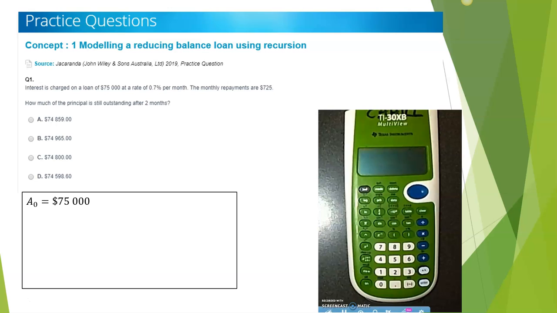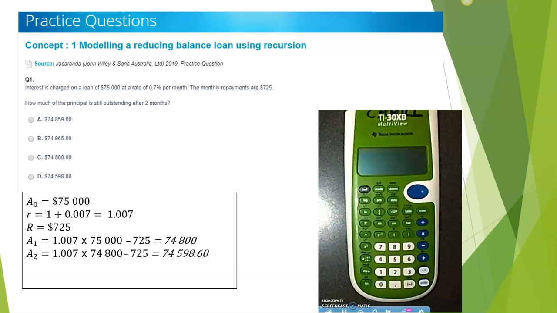So here's our recurrence relation, 75,000, 1.007. Here's our payment. So 1 month, 2 months. On our calculator, put in the 75,000 times 1.007, take away our payment, 1, 2. So our balance is $74,598.60 after the second month. So that would be answer D.